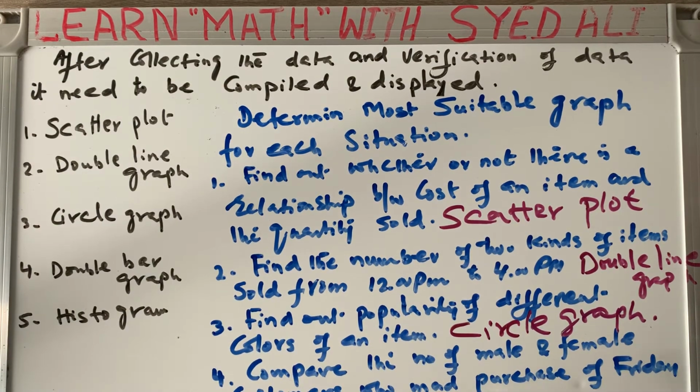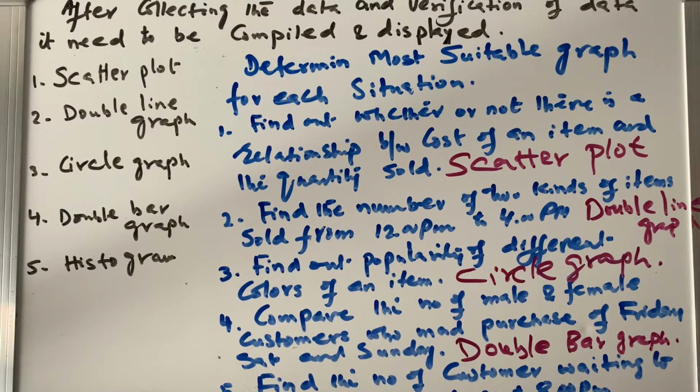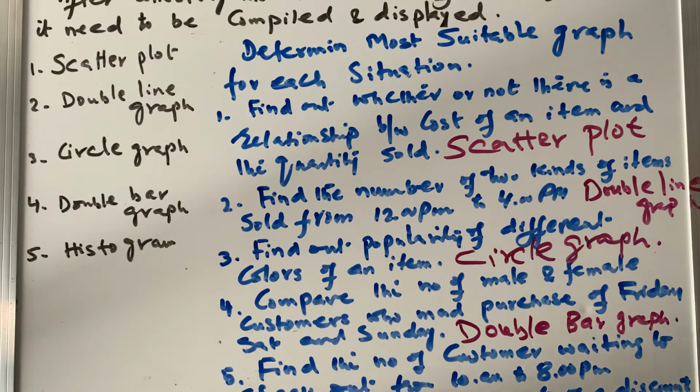Number 4: compare the number of male and female customers who made purchases on Friday, Saturday, and Sunday. So there are two sets of data. To display two sets of data, the most suitable is the double bar graph. What is a double bar graph? It displays two sets of discrete data. There is discrete data and continuous data. So a double line graph displays two sets of continuous data, and a double bar graph displays two sets of discrete data.